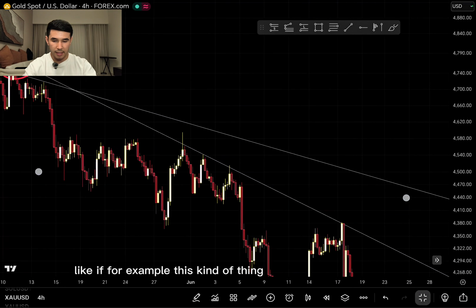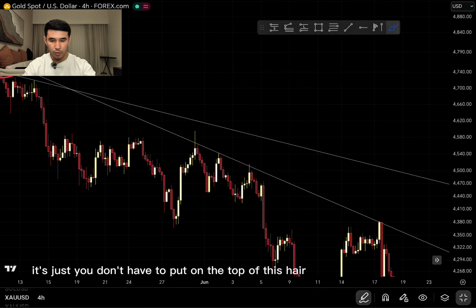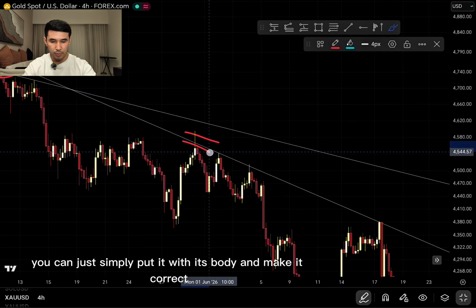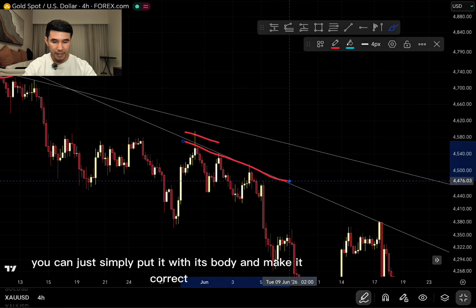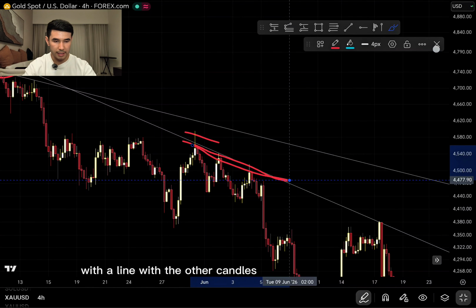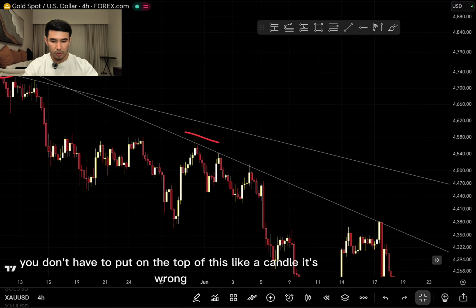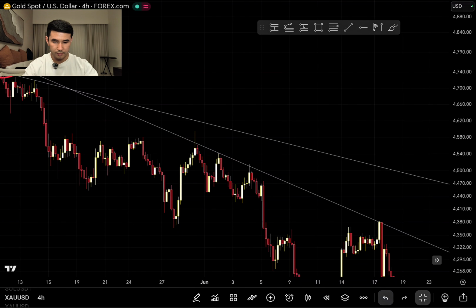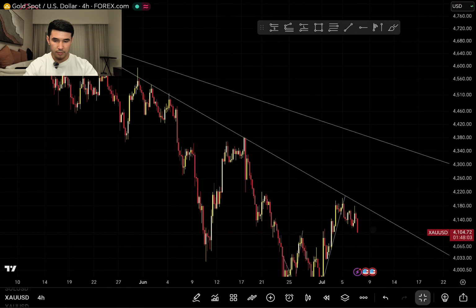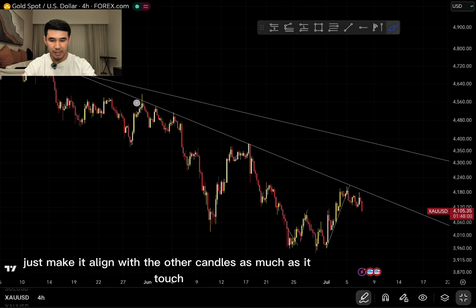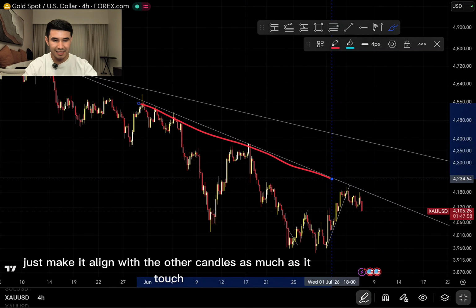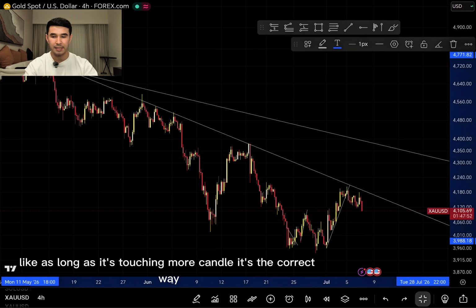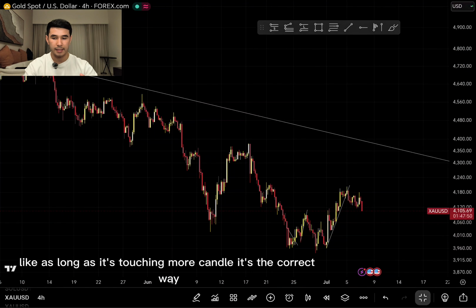For example, you don't have to put it on the top of this hair, you don't have to do that. You can just simply put it with its body and align it with the other candles. You don't have to put it on the top of this candle, it's wrong. Just make it align with the other candles. As long as it touches more candles, it's fine. It doesn't have to be so perfect. That's the correct way.